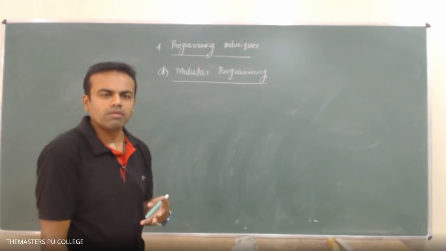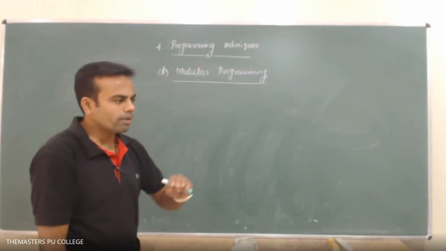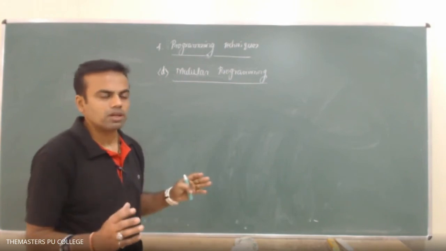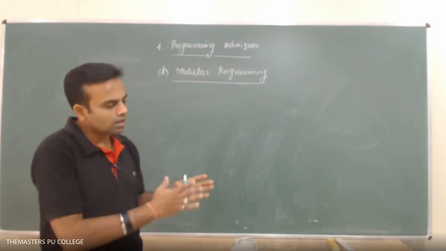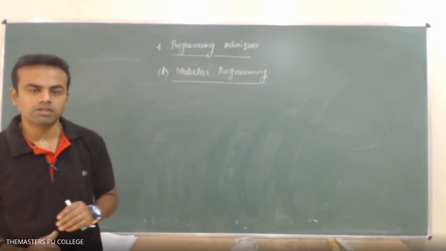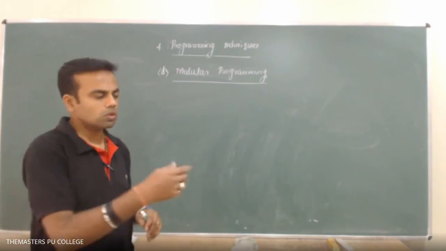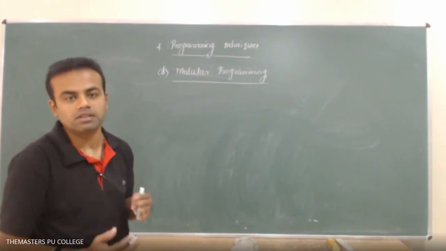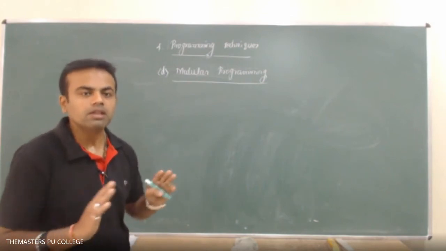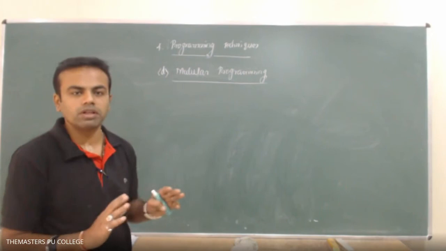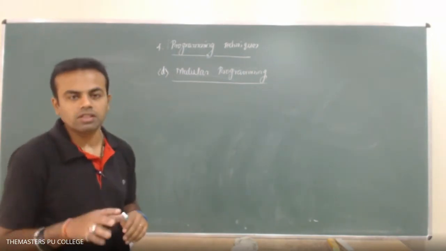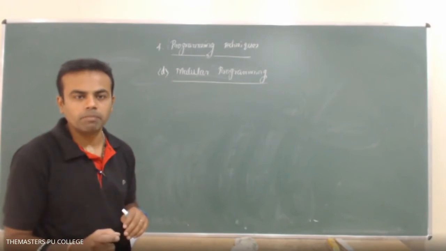So why do we do this? To make the program very simple. The complex program will be divided into a number of subprograms. So it is easy to write the code, easy to execute, and also easy to rectify the errors. We can write universal programs without any conflicts. This programming technique is what we call modular programming.